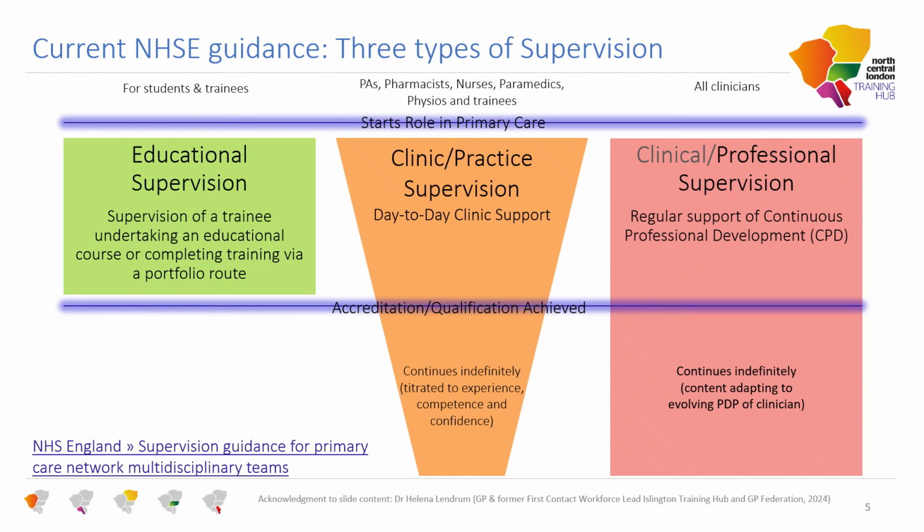The third pink column represents the oversight and support of someone's continuous professional development. In other words, professional supervision. Again, no one ever graduates from this type of supervision, but the recommendation from NHSE regarding ARRS roles is that this continues indefinitely, and I think the reasoning transfers across the whole multidisciplinary team.